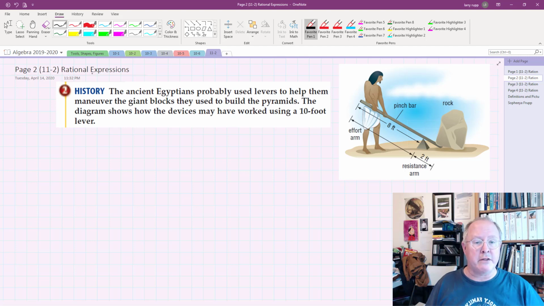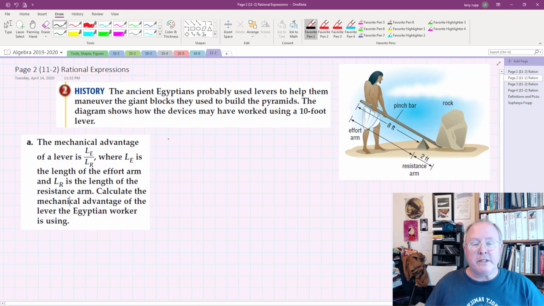The diagram here shows how the devices may have worked using a 10-foot lever. Okay, this problem is a little more involved than you normally see. So we're going to get some things identified right off the bat here. There are 3 components to this picture that you need to pay attention to. One of them is the effort arm, this long piece right here. This next piece, which is past the fulcrum point and on down, is called the resistance arm. And then you have the length of the entire bar.